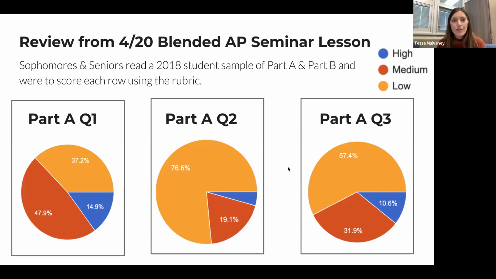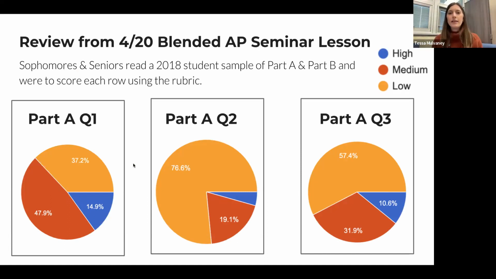All right, so here is where we're going to go back to the 2018 samples in your packet. If you are a junior, you haven't yet seen this. So in the packet, you're going to need to spend a little bit more time reading these. Luckily, they're not too long.